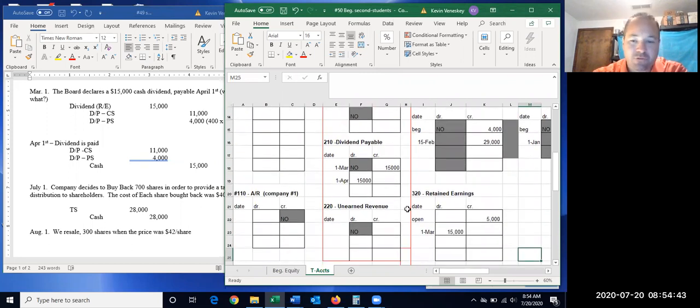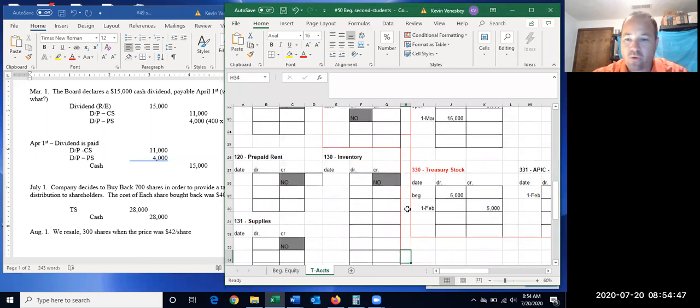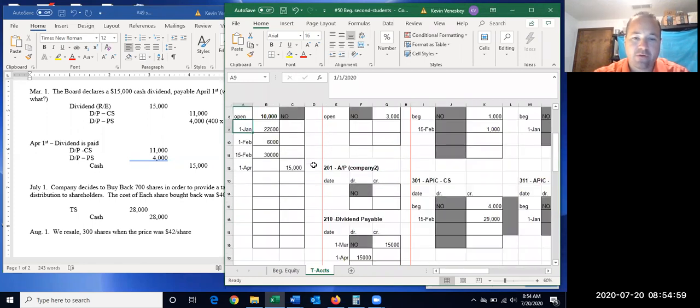Okay, we bought back some treasury stock, so let's put that in on July 1. So on 7/1, I have a debit of 28,000. And then I have a credit over here of 28,000 being paid to buy the treasury.